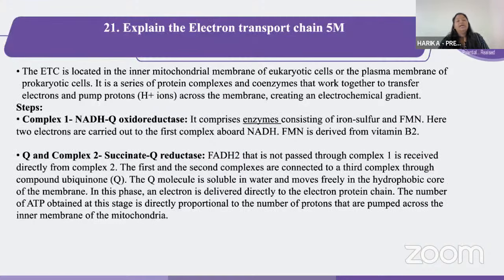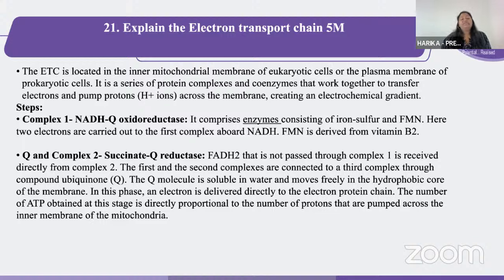Next question. Explain the electron transport chain. The ETC is located in the inner mitochondrial membrane of eukaryotic cells or the plasma membrane of prokaryotic cells. It is a series of protein complexes and coenzymes that work together to transfer electrons and pump protons across the membrane, creating an electrochemical gradient.